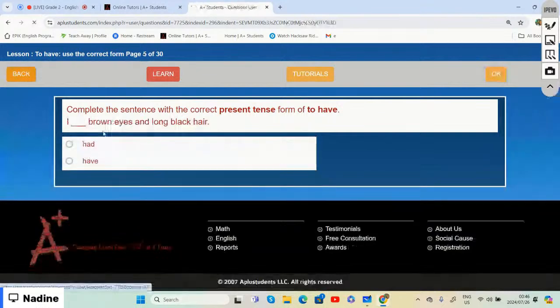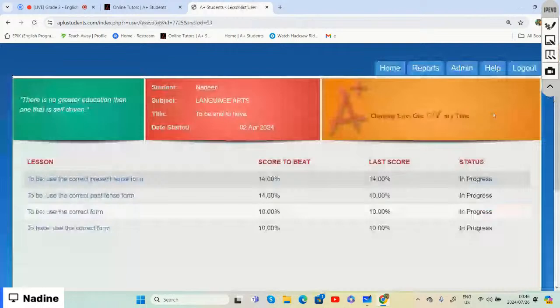All right. So this is now the end of our lesson on to be and to have. We said that to be and to have, the verb is irregular. All right. So this is now the end of our lesson.